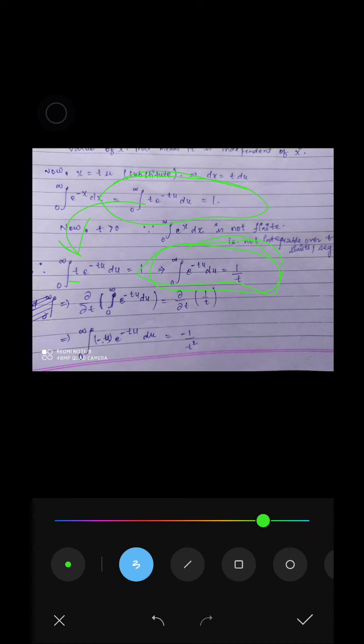Now comes the role of partial differentiation. You might be thinking, what is partial differentiation?